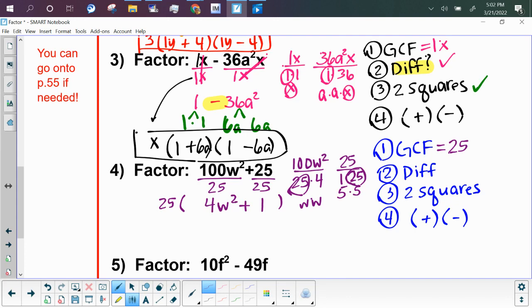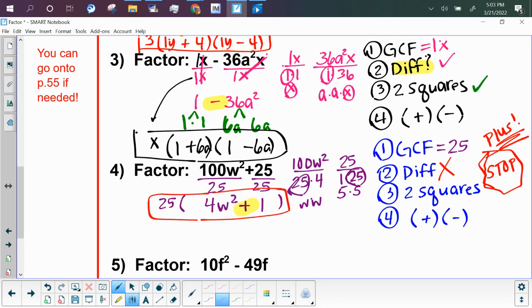Next up, do I have a difference? No, I don't have a difference. So that means that we have to stop. We are done with this problem. I can't draw a stop sign, but stop right here. Anytime we have a plus, not a minus, we have to stop. This is the final factored form. There's nothing else we could do here because this is a plus, not a minus. If it is not a difference, we can't factor any further other than the GCF.